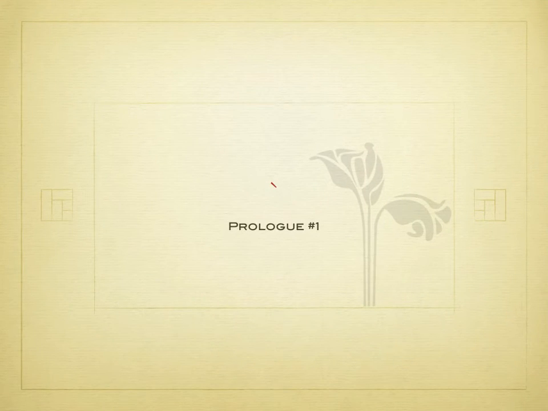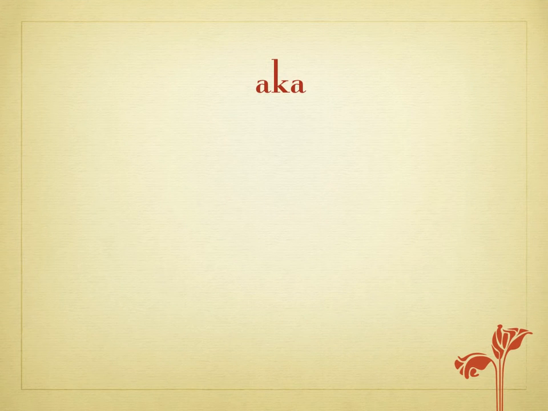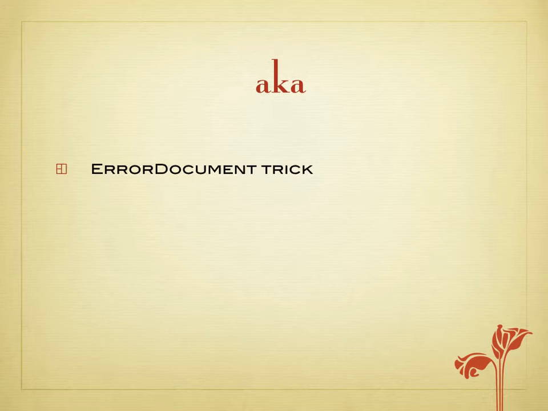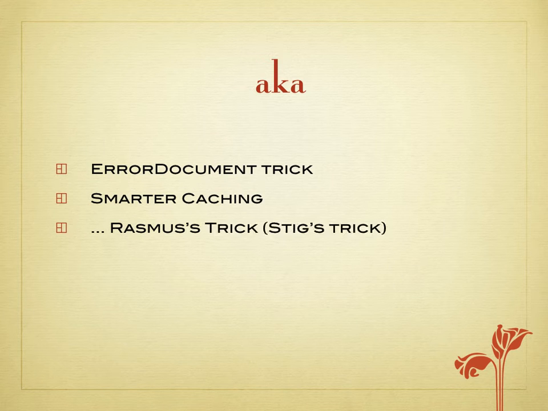I'll try my best. So this is about PHP architecture, and I'm going to begin this story with two prologues. The first is an old, obscure PHP technique called funky caching. This is also known as error document trick, smarter caching, or Rasmus's trick, but as Derek will tell you, it's not Rasmus's trick, it's actually Stig's trick.